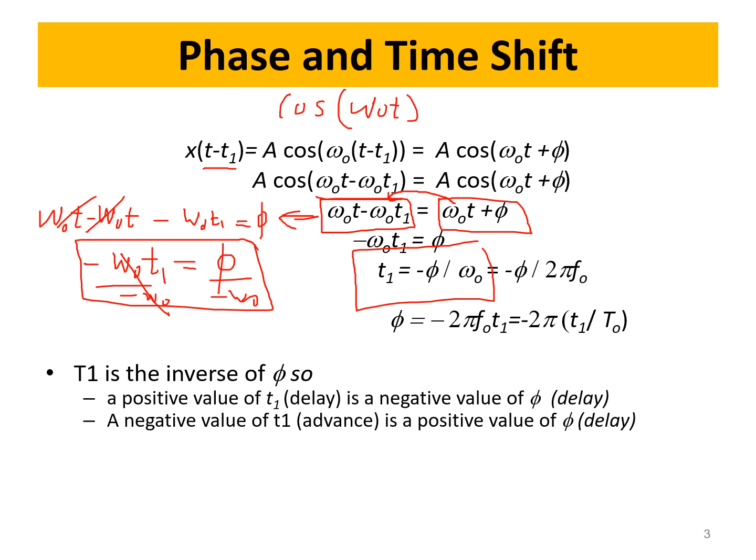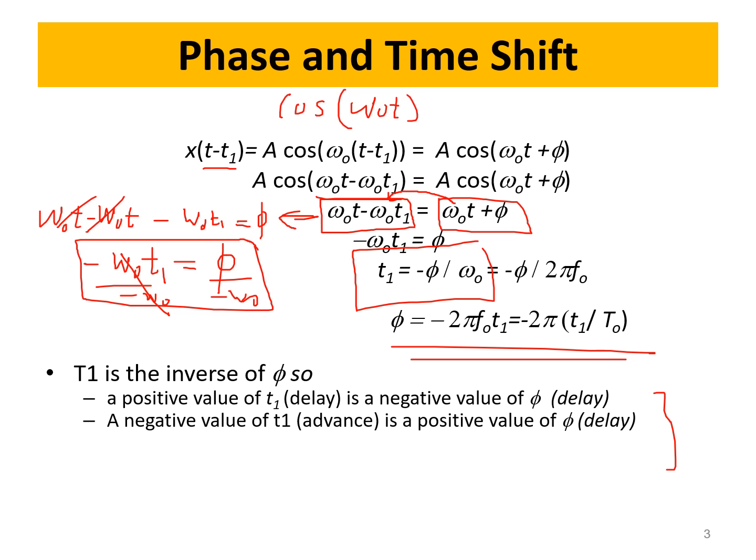Or you can replace w0 with 2 pi f. This is the radian frequency. And do you remember what that thing is? This is the cyclic frequency that we call f. And that's the relationship between all of them together. You will end up with phi with respect to the time shift, and the time shift with respect to phi. So that's how you put the two together. A positive value of t1 is a negative value of phi, and a negative value of t1 is a positive value of phi. So they are the inverse of each other.